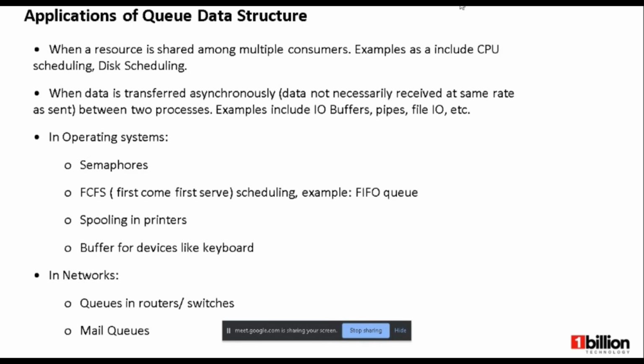Now we discuss applications of the queue in data structure. When resources are shared among multiple consumers, examples include CPU scheduling and disk scheduling. When data is transferred asynchronously between two processes, examples are pipes, output buffers and IO buffers. In operating systems, there are task scheduling and spooling in printers, and buffer devices like a keyboard, and in networks, routers and switches, and mail queues.